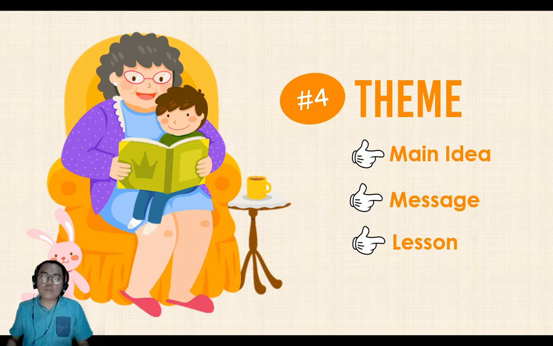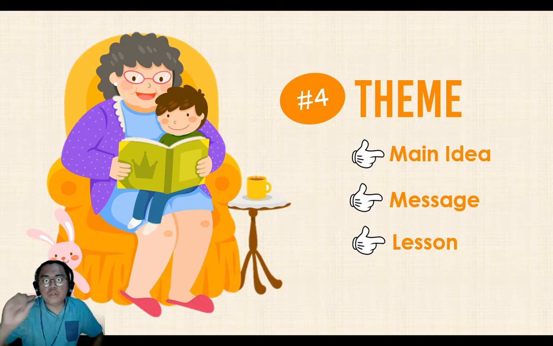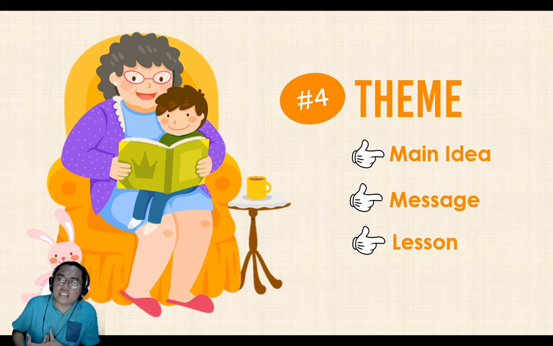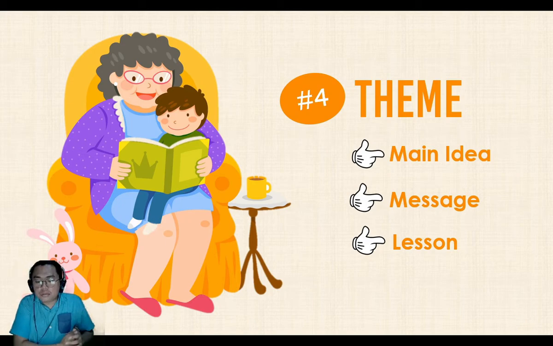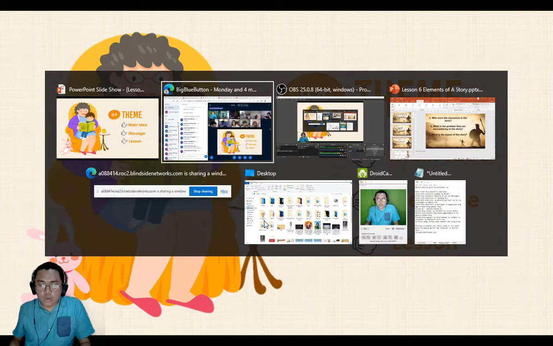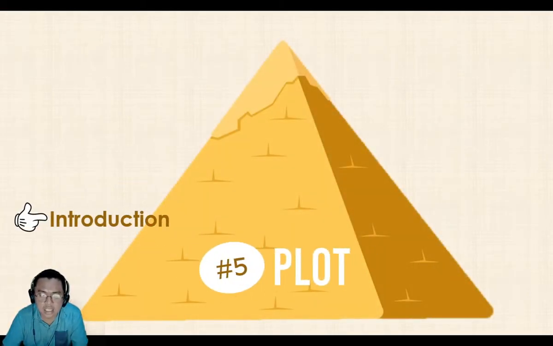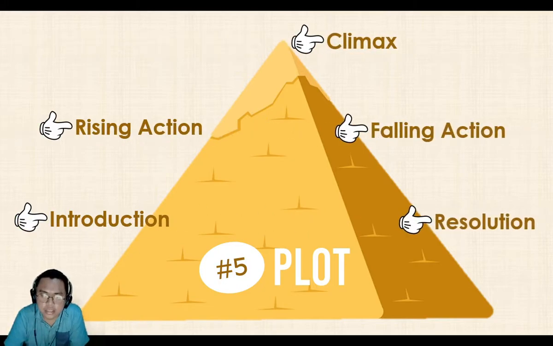Now, a story needs to have a good theme. Ibig sabihin, you need to have a lesson or a message that you're trying to portray in the story to make it interesting. So a theme is the main idea of the story. It's the message and the lesson that you want to teach to the viewers or to the readers of your story. And last one, and the most important part of the story is this, the plots.